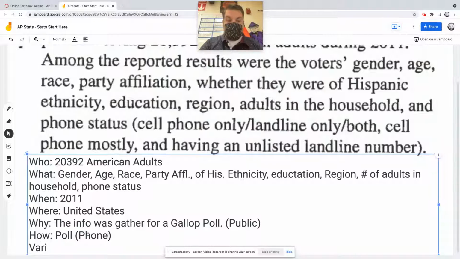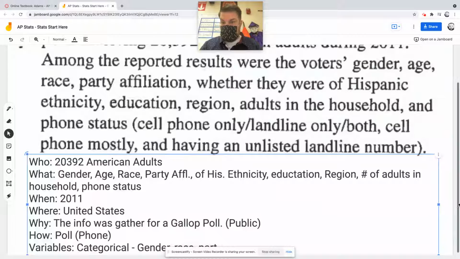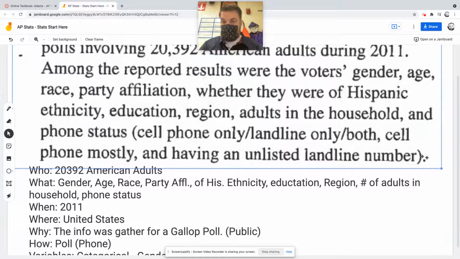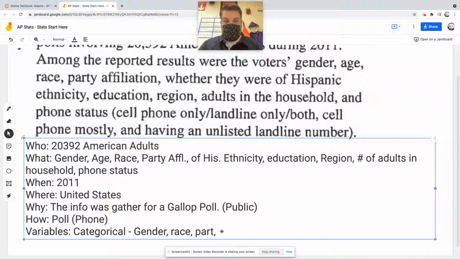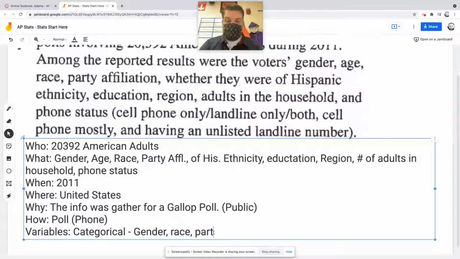Variables. All right. So what do you guys want to do first? Categorical. Gender. What else? Race. What else? Party affiliation. Oops, I can't see my screen anymore. I'm going to make this a little smaller. I'm going to slide this up a little bit.